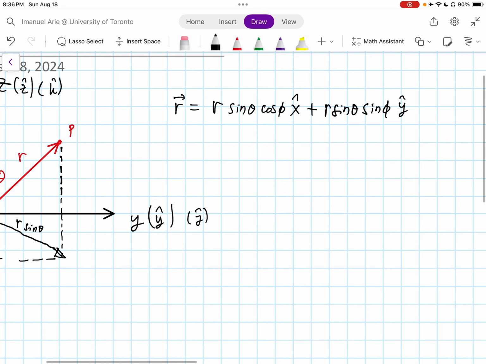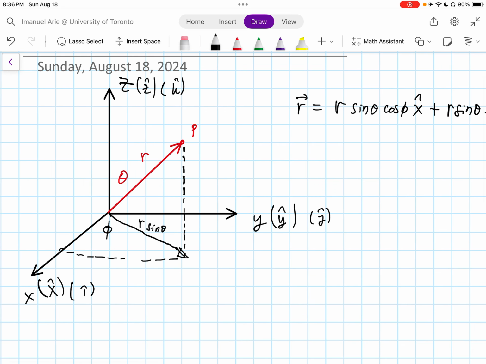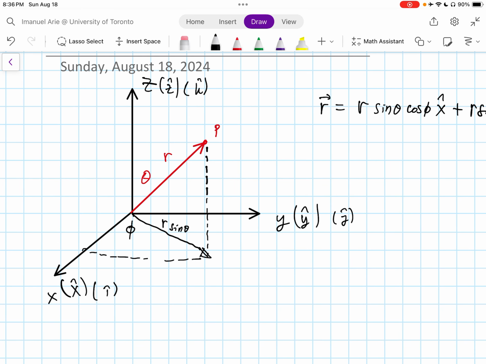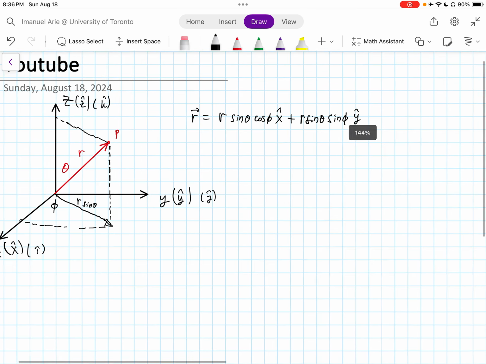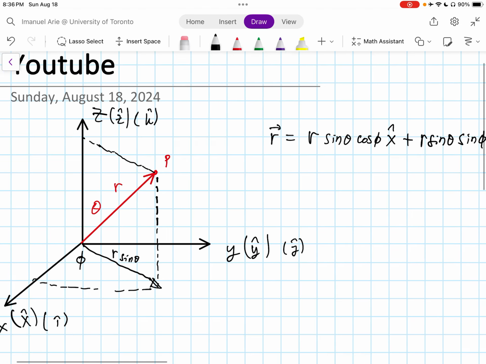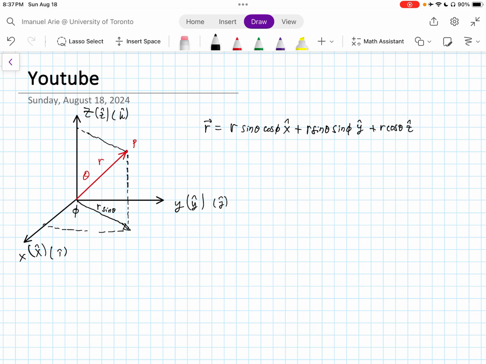Okay. And now, let's see what we will have for the z component. It's pretty straightforward. We only need to project the vector onto the z-axis. Just do the projection once, not more than that, right? You can straightly project this onto the z-axis without having to project this vector onto other planes, and then we will get what? r cos theta, z hat.